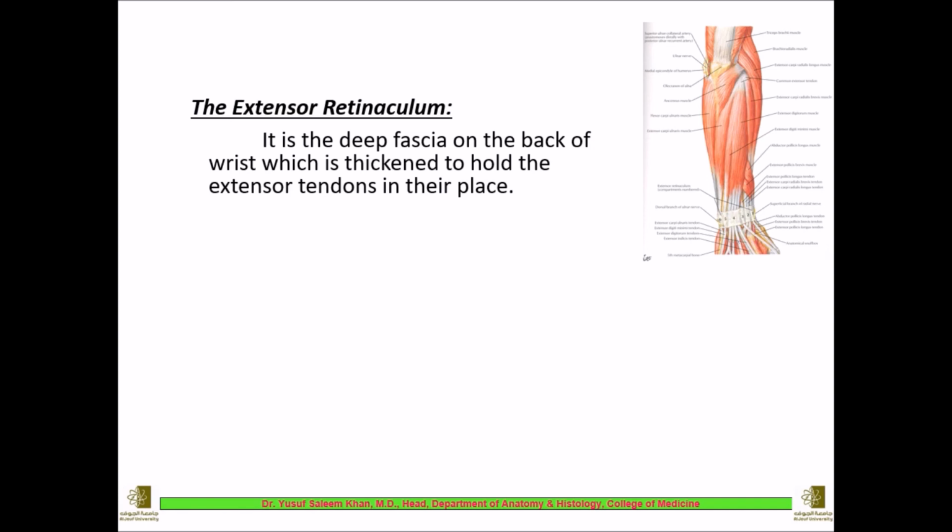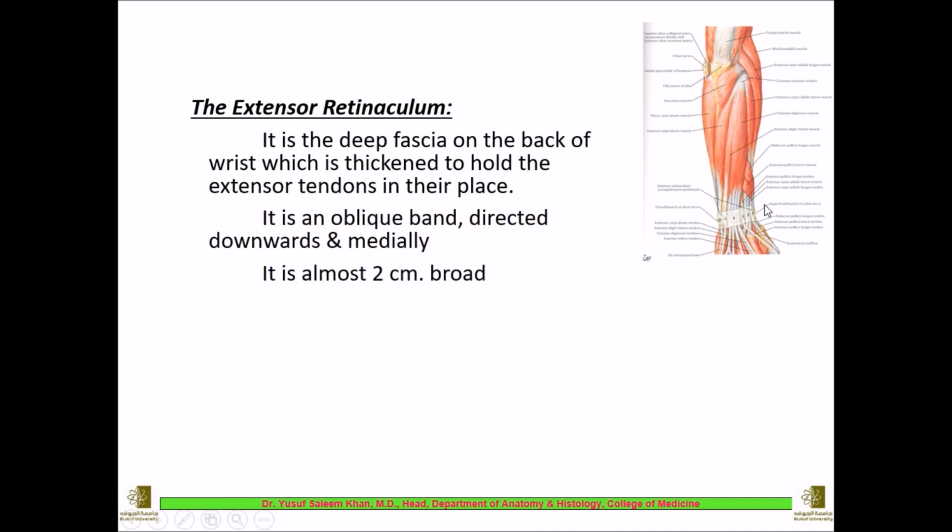So when they are crossing, during movement, flexion and extension at the wrist joint, these tendons might slip. To prevent these tendons from slipping when they are contracting, they are covered by a thick modified deep fascia. This is called the extensor retinaculum. It is an oblique band which is directed downwards as well as medially, and it is almost 2 centimeters in breadth.